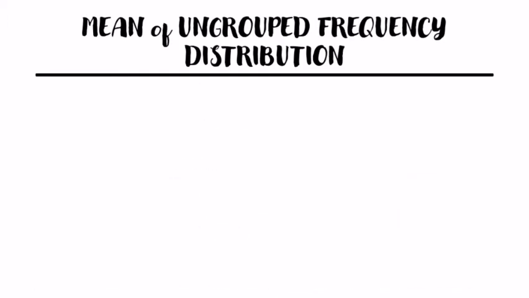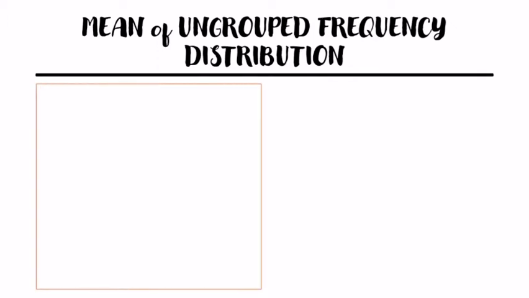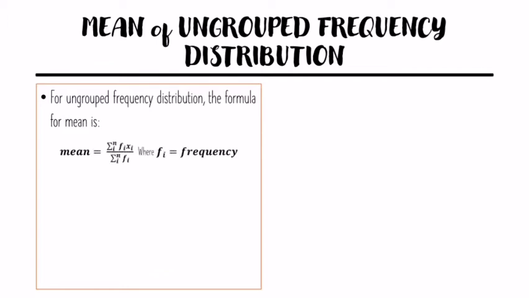Okay, mean for ungrouped frequency distribution. For ungrouped frequency distribution, the formula is the summation of fi xi divided by the summation of fi. In this case, fi refers to the frequency. Okay, let's see example 2.02.